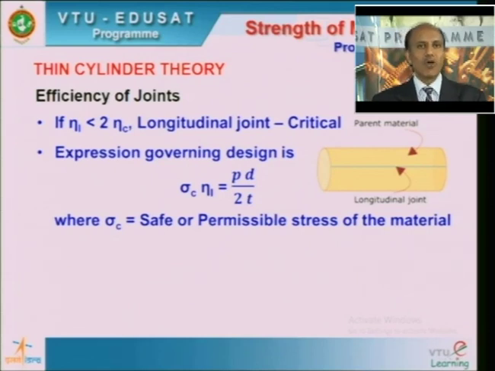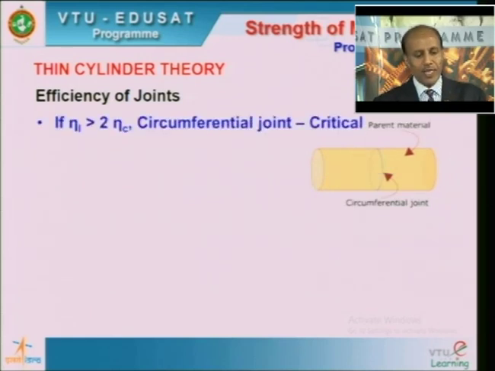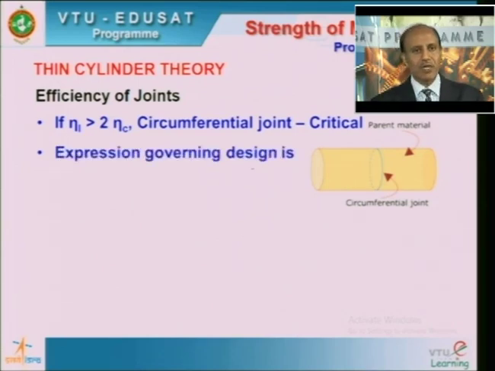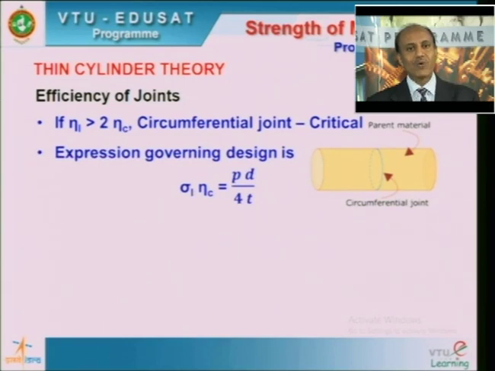Now, similar to this we have one more case, which is the reverse. That means, if the efficiency of the longitudinal joint is more than 2 times the efficiency of the circular joint, then the circumferential joint becomes more critical. If that is the case, then again we have a governing design equation connected with it. What is this expression? It is sigma L into eta c equal to PD by 4t.